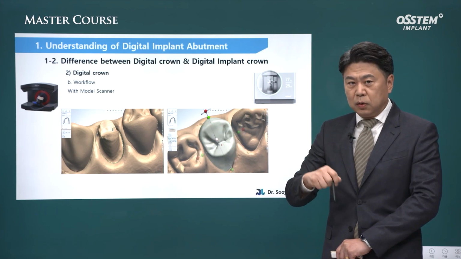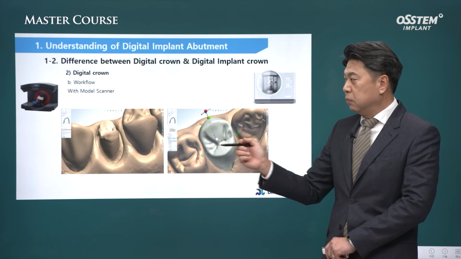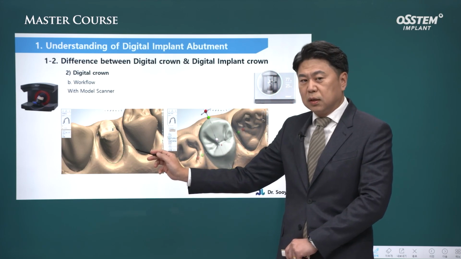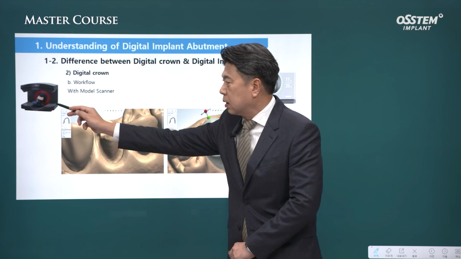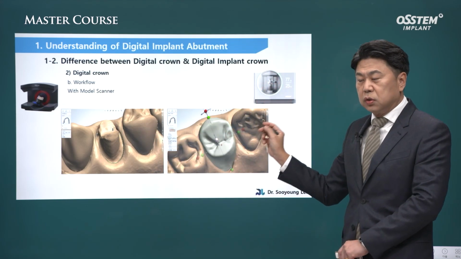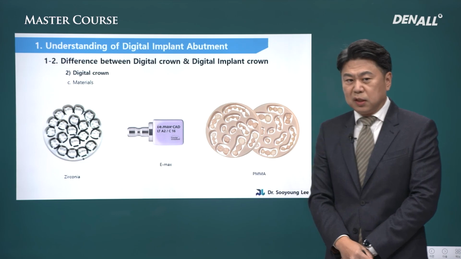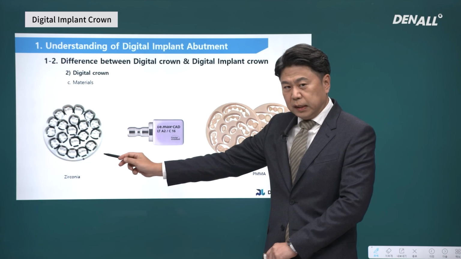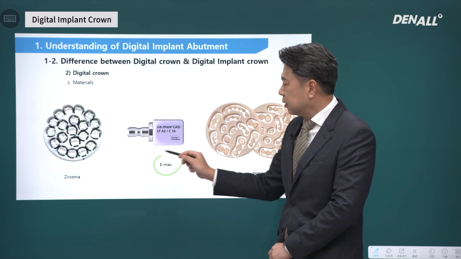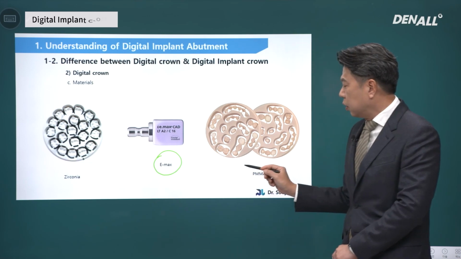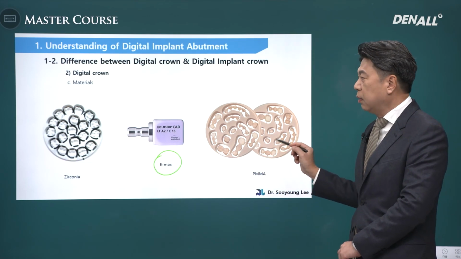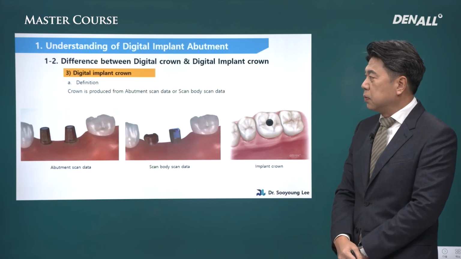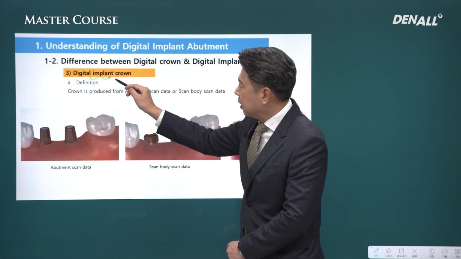Some prefer to use a model scanner. A model scanner is scanning the model after taking an analog impression. There is no saliva or shiny surface. It's much easier to do the scanning, and it is much easier to do the design after scanning using a model scanner. Digital crowns can be made of zirconia or IMAX ceramic materials. And for temporaries, PMMA is widely used, so you can use one of these three materials.